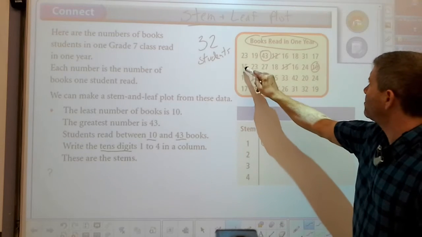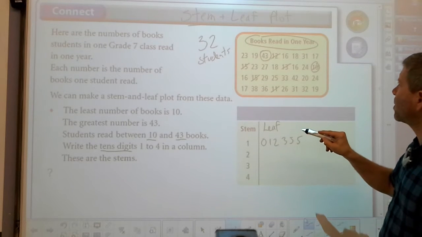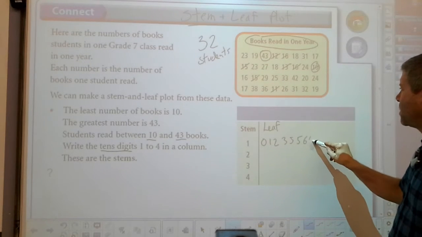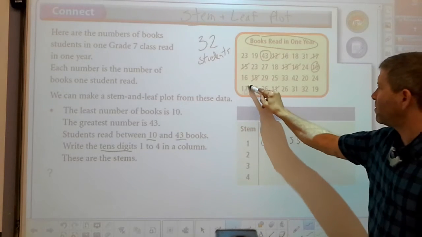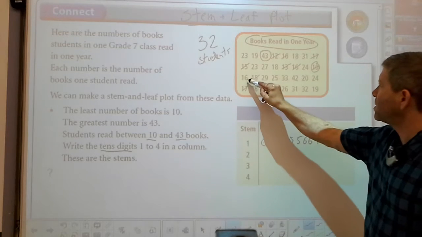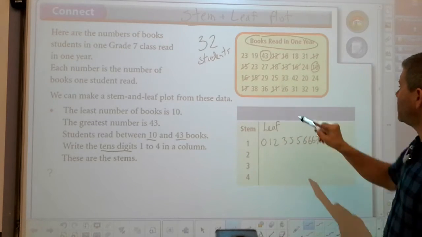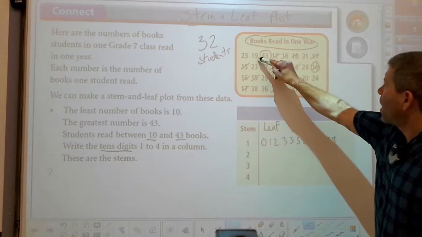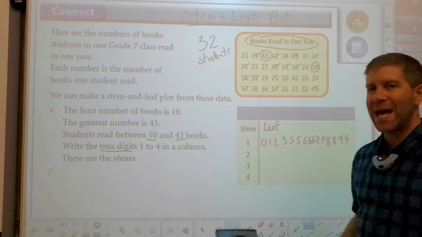Next largest number, I have 2 15s. So I'm going to write a 5 and another 5 to represent those 15s. I have 2 16s, so that'll be 2 6s. I have a 17 over here. I have another 17 over here. And I forgot a 16 over here, so I'm going to squeeze in another 6 there. I have an 18, which will be an 8, another 18, a 19, and a 19, and I believe that takes care of all my 10s.